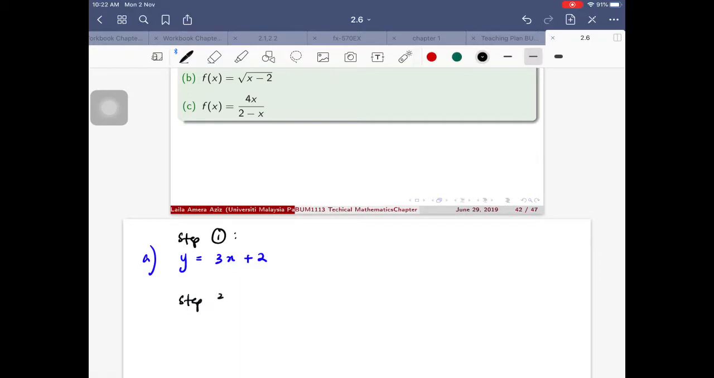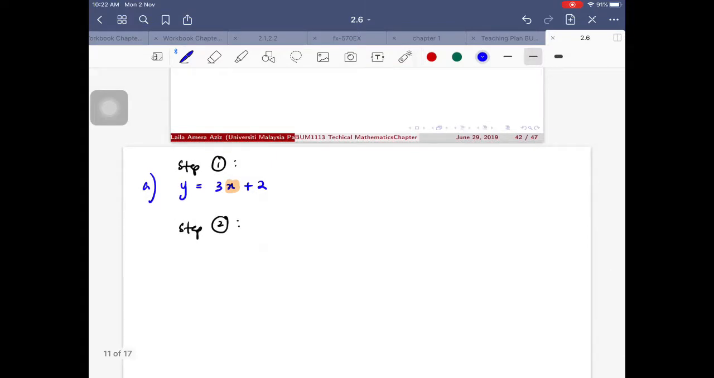Okay, now step number 2. I'm going to rearrange this equation and find my function in terms of x. x is going to equal what? So now I'm going to rearrange them. I'm going to write that 3x equals y minus 2 and x equals y minus 2 over 3. So that is step number 2. And step number 3, I'm going to interchange the position of x and y.